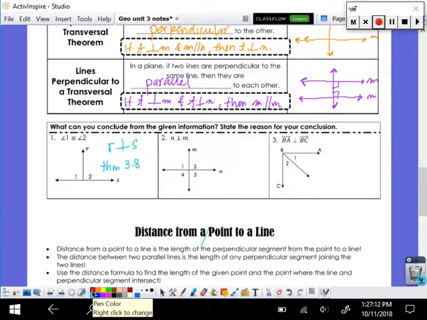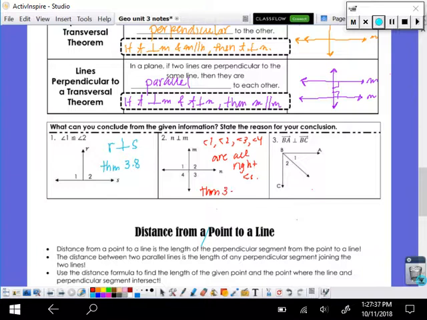Example 2. N is perpendicular to M. So since M is perpendicular to N, I know that angle 1, angle 2, angle 3, and angle 4 are all right angles. How do we know this? We know this because of theorem 3.9. If two lines are perpendicular, then they intersect to form four right angles.